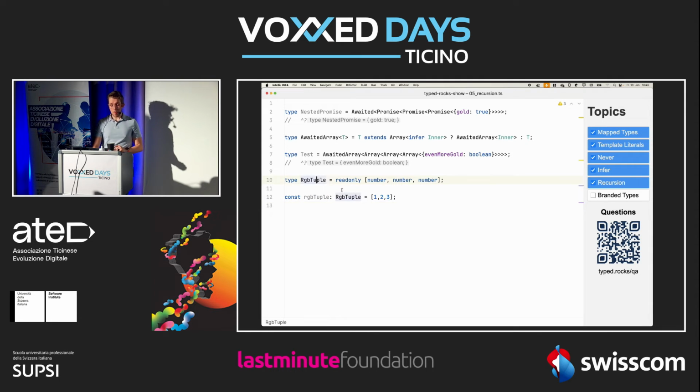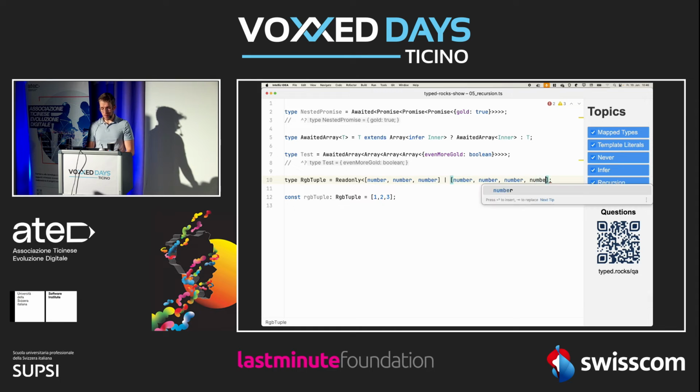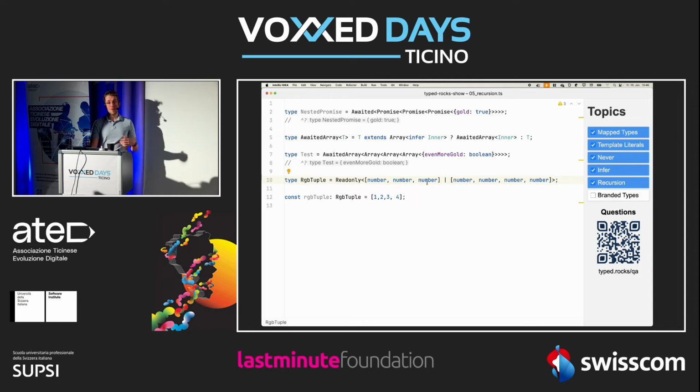Now, the problem with this is, okay, this has now 3 elements, but you also can have one with 4 elements because we have the RGBA. And what you now would have to do is, I take this read only, I wrap this, and I say this has either 3 elements or it has 4. So I have to say 3 or 4 elements like this. And now this would work. But the problem is, of course, this gets quite complicated. If you want to have a tuple with 20 elements, then you would have to count it yourself how many elements are already in there. And yeah, this is not really that nice.